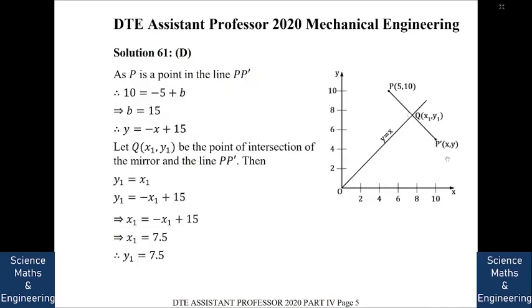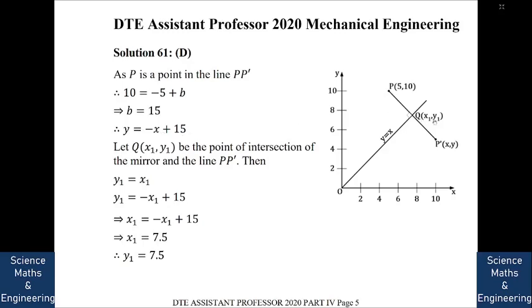Now m1 is minus 1, so it is equal to minus x plus b. Now if we see that this point P is a point on this line PP dash, it will satisfy this equation y equal to minus x plus b. So we have 10 is equal to minus 5 plus b. So from here we get b is equal to 15. So the equation becomes y is equal to minus x plus 15.